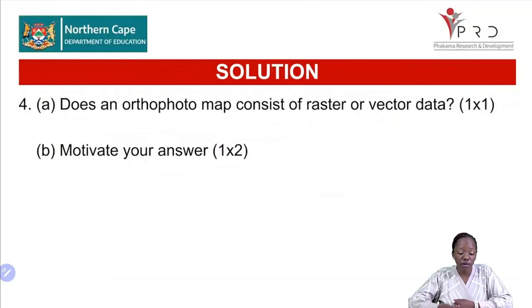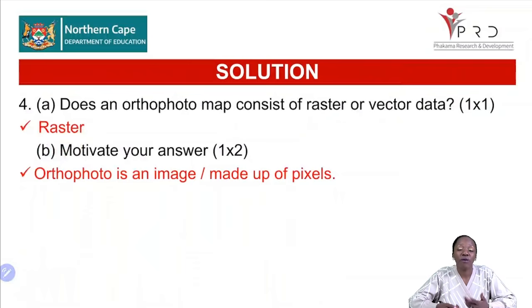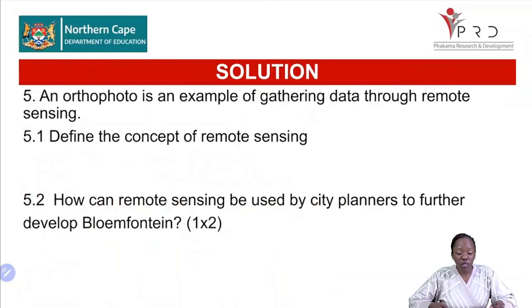Right, girls and boys, looking there at our question number 4A, you are supposed to choose, does the orthophoto map consist of the raster data or the vector data? So remember the orthophoto, it consists of the raster data. So why the raster data? The orthophoto map is an image. As you can see, you are able to identify the building. You are able to identify the road, the trees, all those features that are featured on the orthophoto map. Why? Because it is an image. And if you don't want to say it is an image, you can also say it is made up of the pixels.